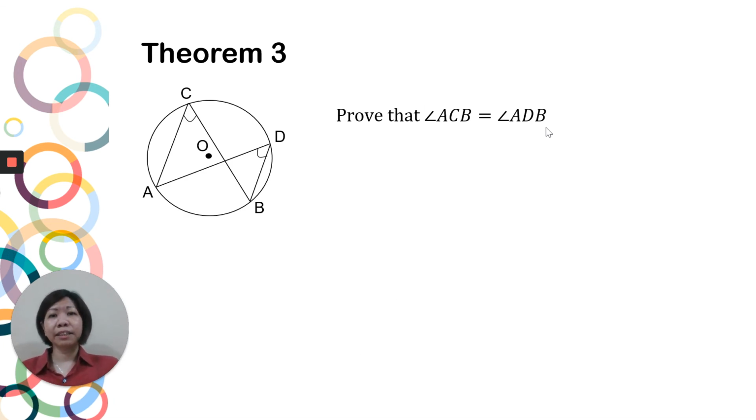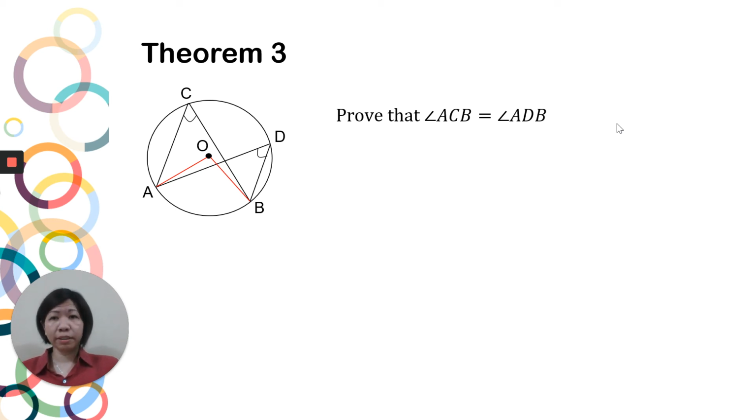And here comes the last theorem for the day. On this diagram, you can see two angles, but this time, both angles are angle at the circumference. I have angle ACB here and angle ADB. Let's try to prove that the size of angle ACB is equal to angle ADB. In order to do that, I would like to draw helping lines. Here are my helping lines. I have line AO and OB.